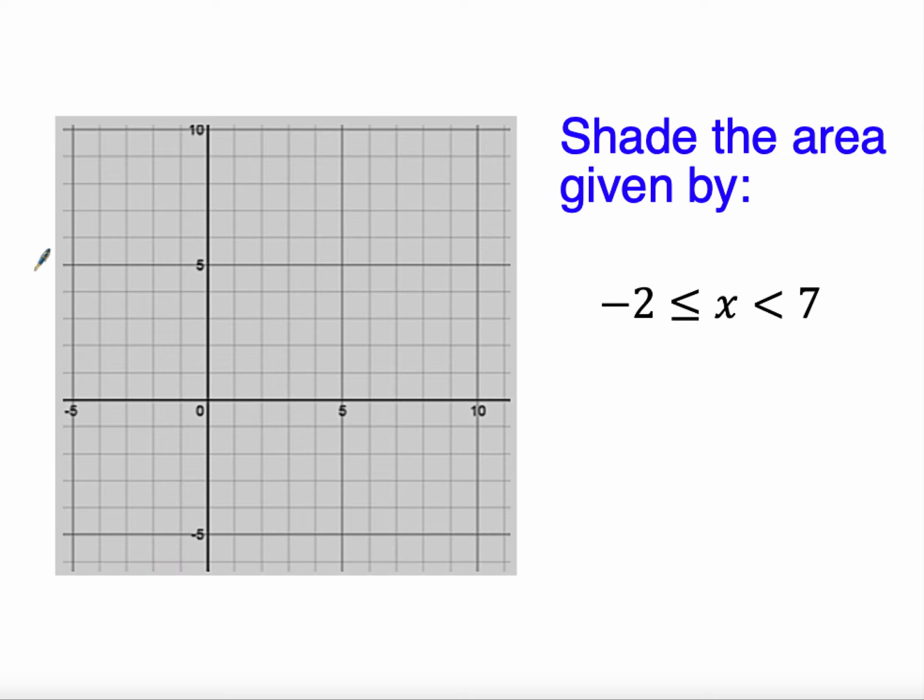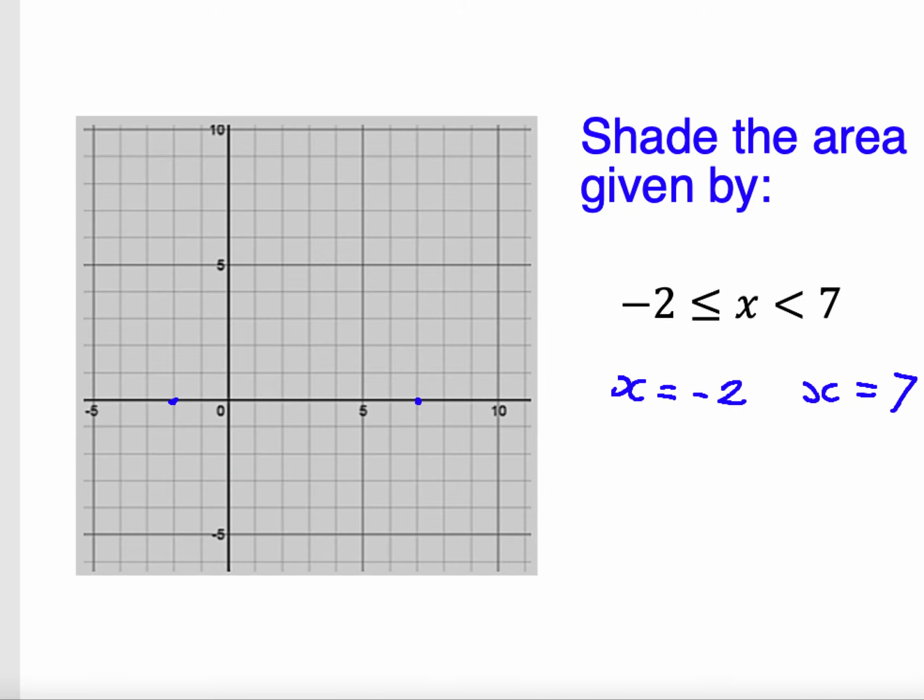This time we've got one of those double inequalities. So first of all, I can find the two lines, as we normally do. X equals 7 will come through here, x equals -2. There's a vertical line going through there. The one at x equals 7 though is a non-included value, whereas the one at x equals -2, sorry, is an included value.